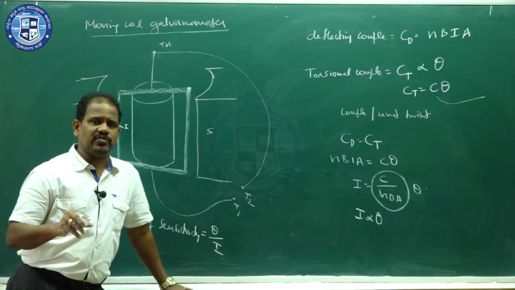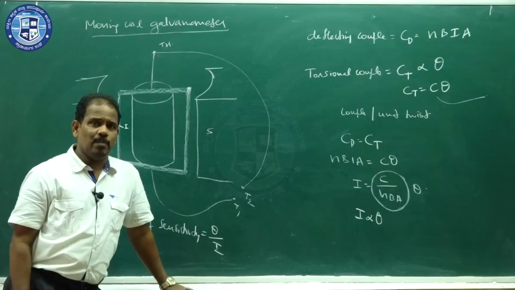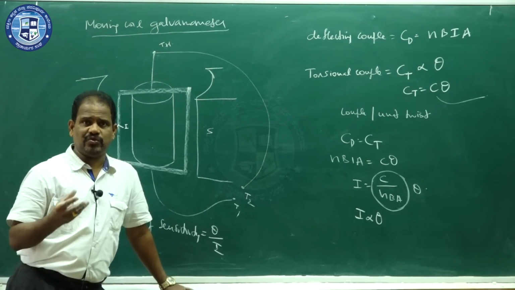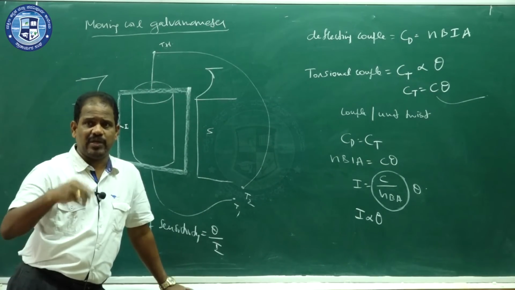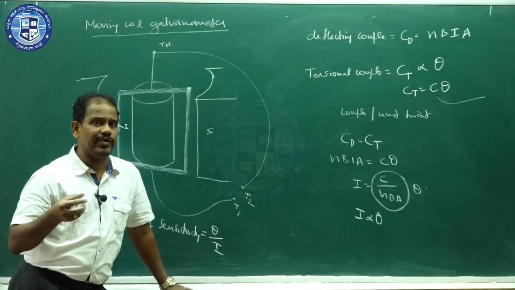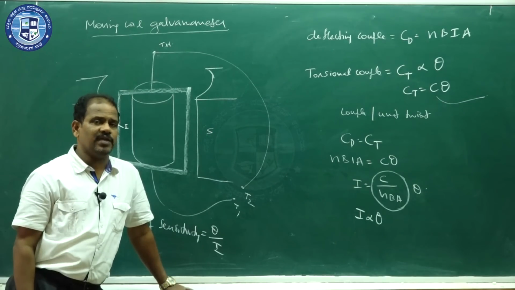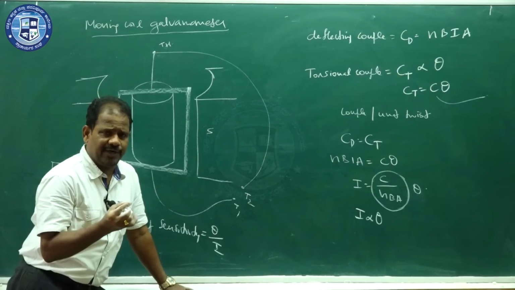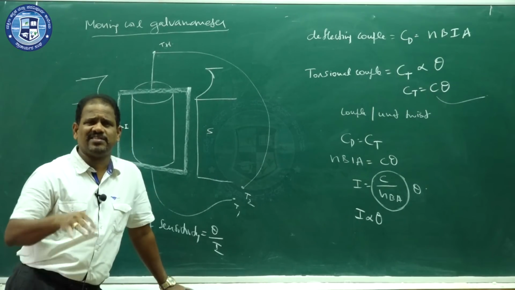What is the advantage of more sensitive and less sensitive? A more sensitive device can measure even smaller values. With a less sensitive one, even if you pass a very small amount of current, it won't deflect, only because it is less sensitive.